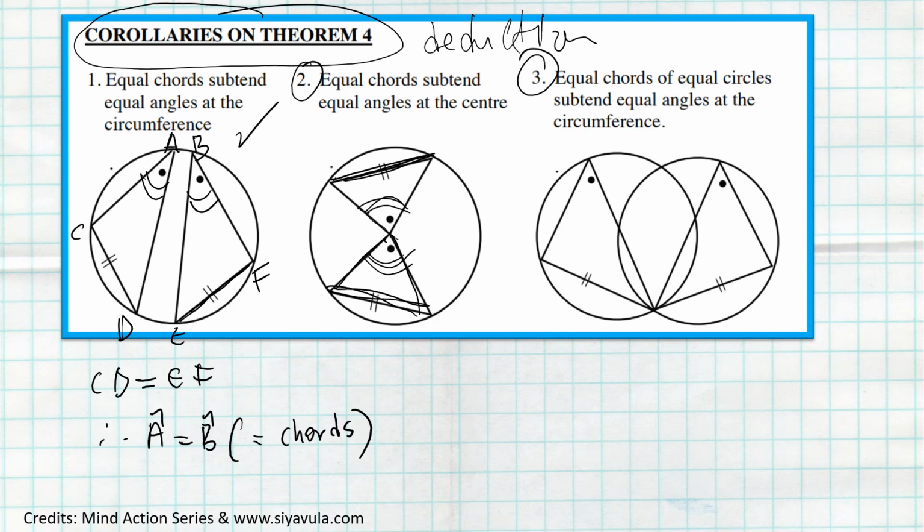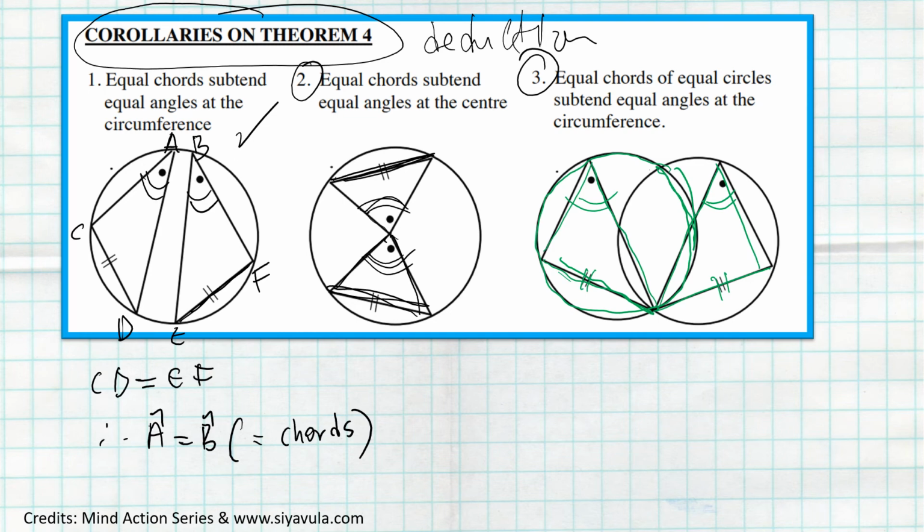Number 3, very important: equal chords of equal circles subtend equal angles at the circumference. All right. So if you now have two circles, they can try to trick you. They give you 2 circles. This is the first circle and that other one is the second circle, right? And they have equal chords. So similarly to number 1, they will also subtend equal angles at their circumference. Their angles will be equal.